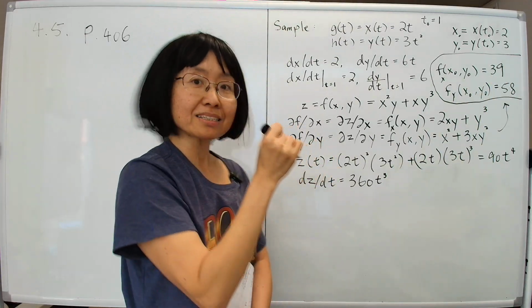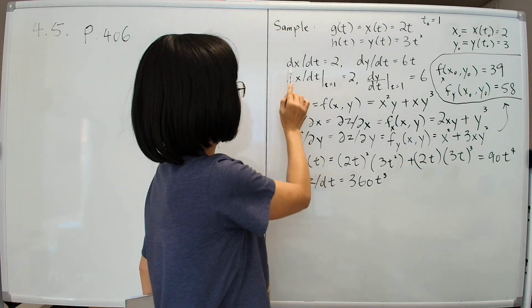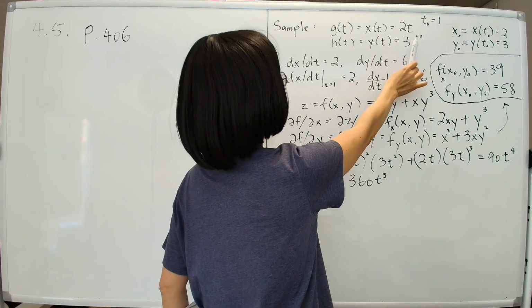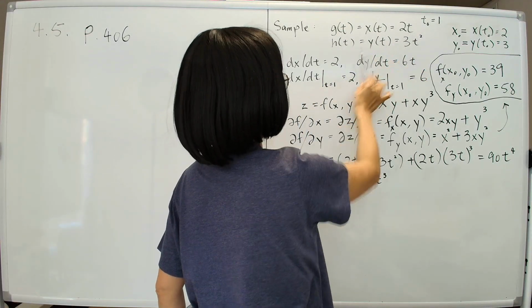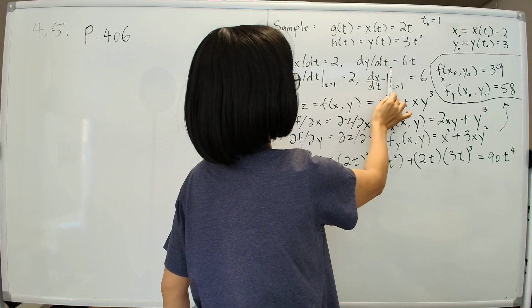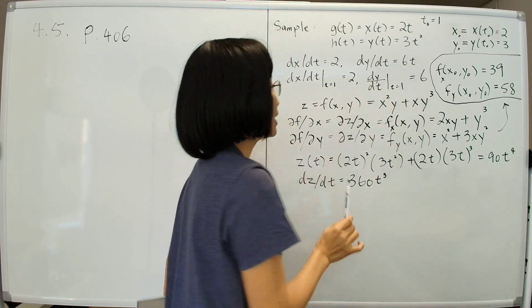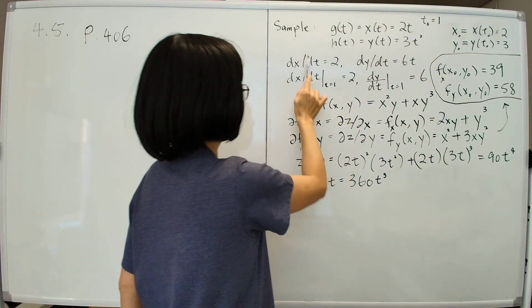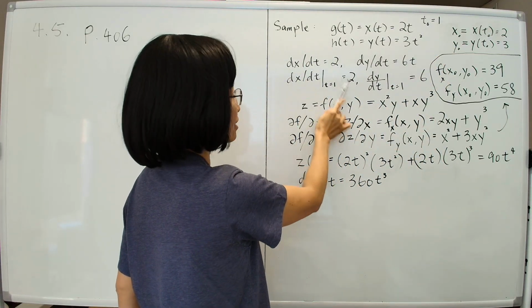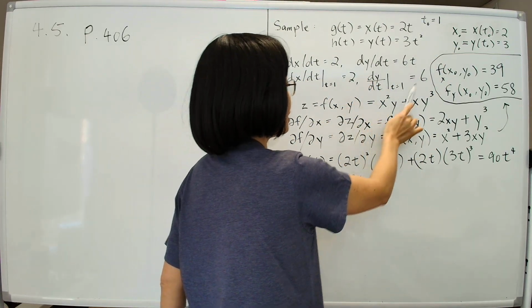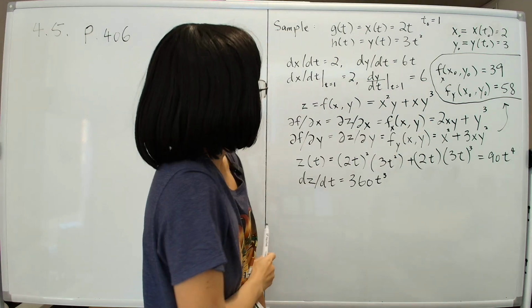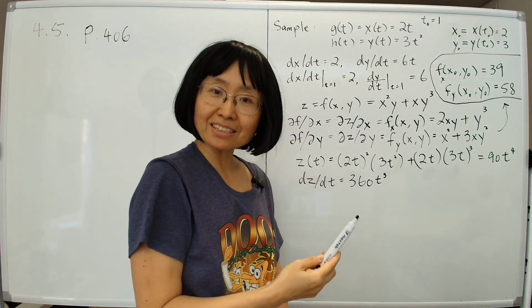The next step is to figure out what dx by dt is. Well, that's a quick one, right? dx by dt from here is 2. dy by dt from here is 6t. And then we are evaluating at t0 equal to 1. So at t equal to 1, dx by dt is still 2. dy by dt is going to be 6. Okay, so far so good. And this is just our sample.